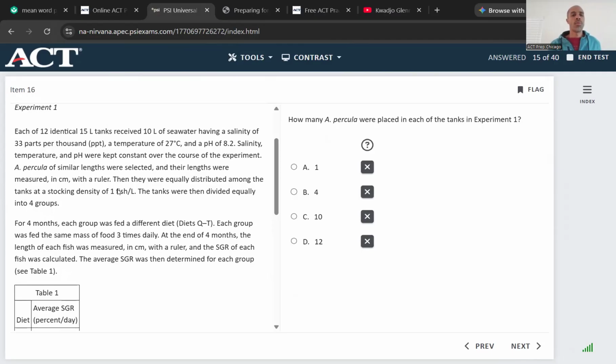So it was fish per liter, and they were 15-liter tanks. Wait, if it was 1 fish per liter and 12 identical 15-liter tanks received 10 liters of seawater. Oh, it was 1 fish per liter of water, not of tank. So 10 liters of water, 1 fish per liter, that's 10 fish. So you put 1 fish for every 1 liter of water you have. Since you got 10 liters of water, you put 10 fish in there. Hope you guys got that.